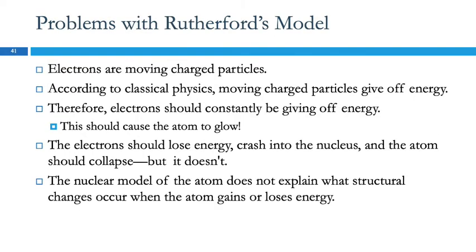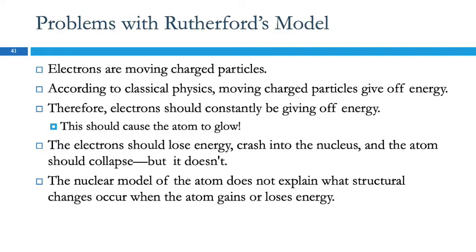Well, electrons are moving charged particles, and according to classical physics, a moving charged particle gives off energy. So then electrons should be constantly giving off energy, and atoms should glow because they're giving off energy all the time. But the other thing that means is that the electrons are losing energy. Where are they getting the energy from? They're just losing energy. They're going to collapse into the nucleus. But that doesn't happen. So classical physics just does not explain what happens.